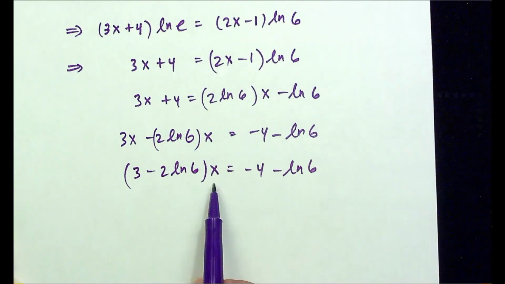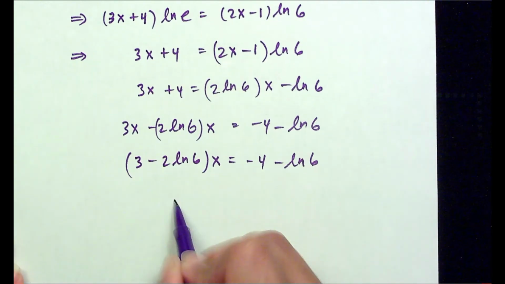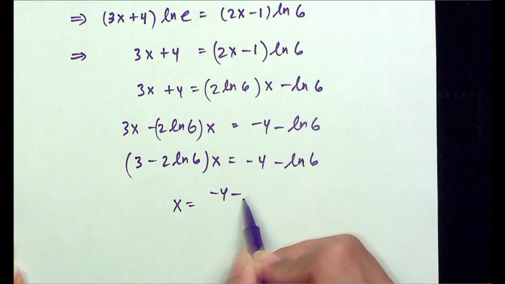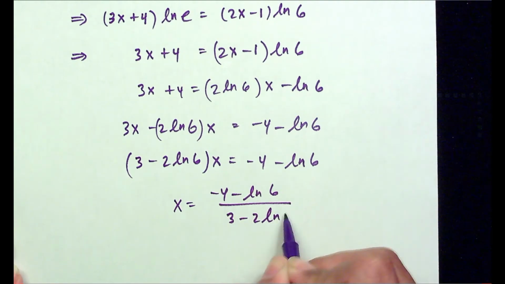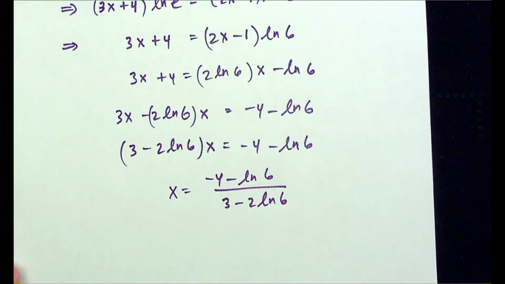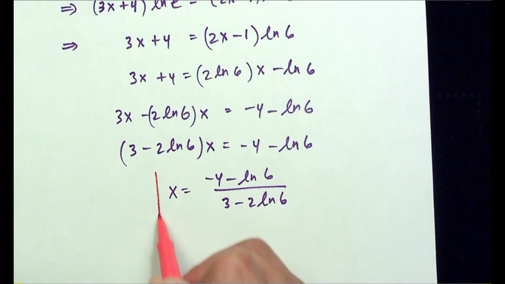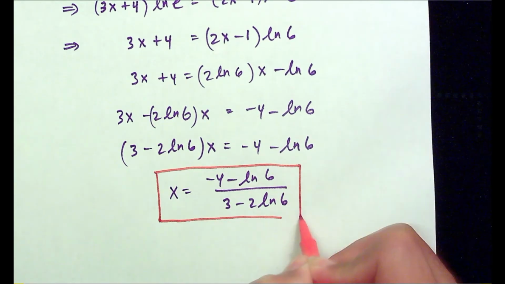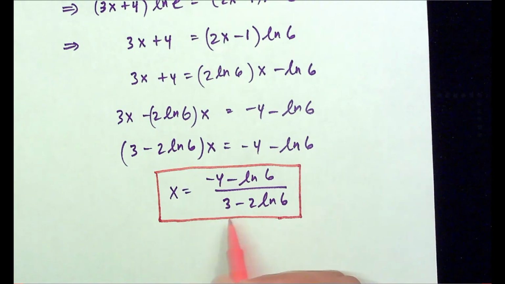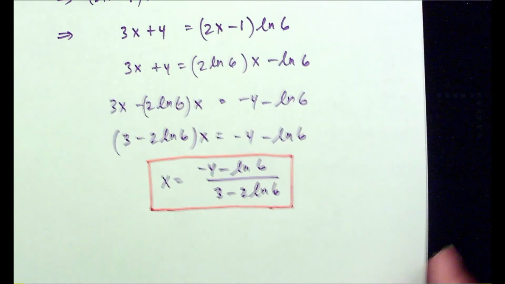And lastly, divide both sides by this thing to get the x all by itself. So you would get x equals negative 4 minus ln of 6, all that over 3 minus 2 ln of 6. So that is the final answer. That is what x is. They might ask you to enter it in a calculator and round your answer to 2 decimals or 3 decimals or whatever. But if they ask for the exact answer, that is the exact answer.